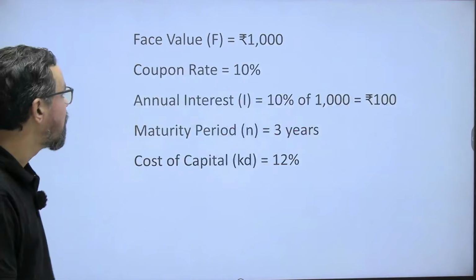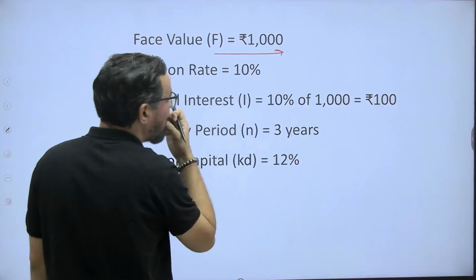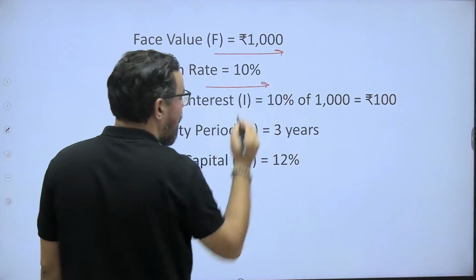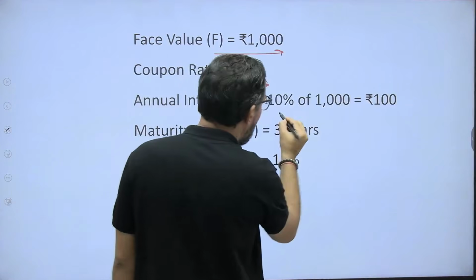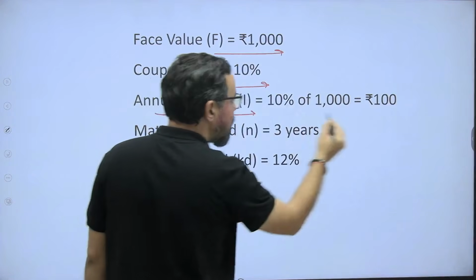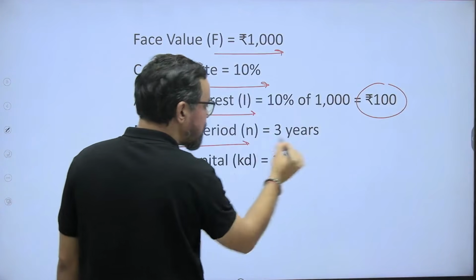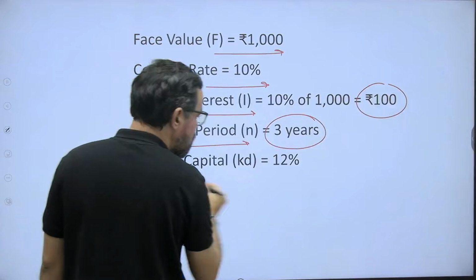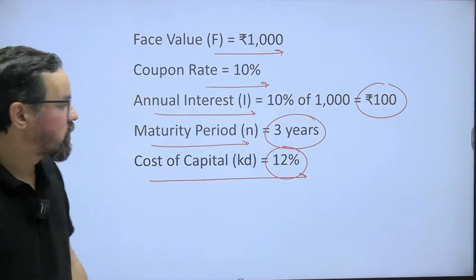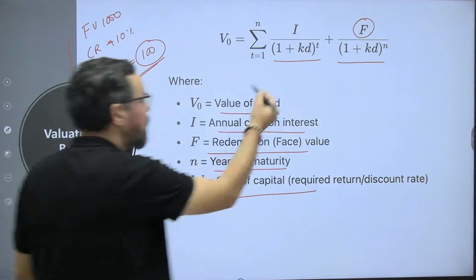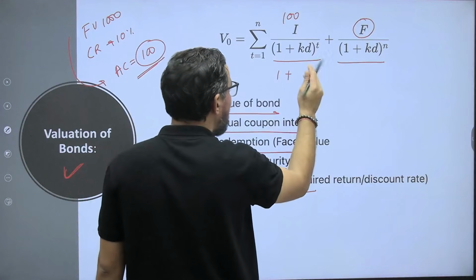So let's take this example. There is a bond whose face value is 1,000. The coupon rate is 10%. The annual interest, or annual coupon, is 100, which is 10% of 1,000. The maturity period is 3 years, and the cost of capital, also known as the discount rate, is 12%. So how will you calculate this? Now, very simple. So 100 divided by 1 plus KD, which was how much?